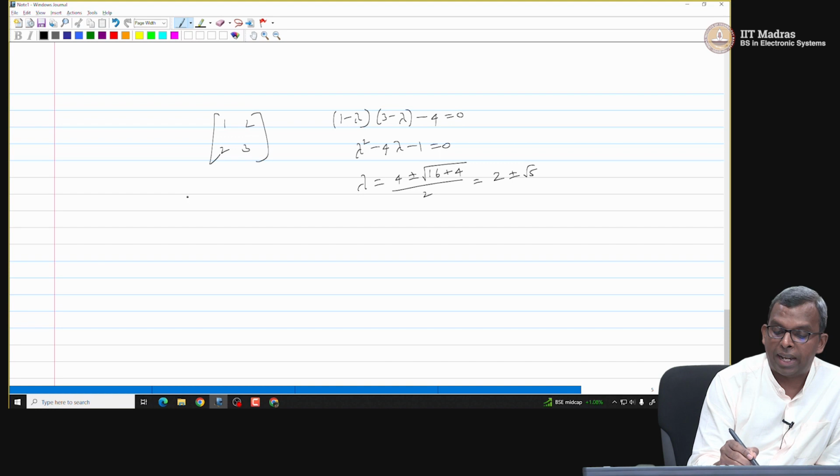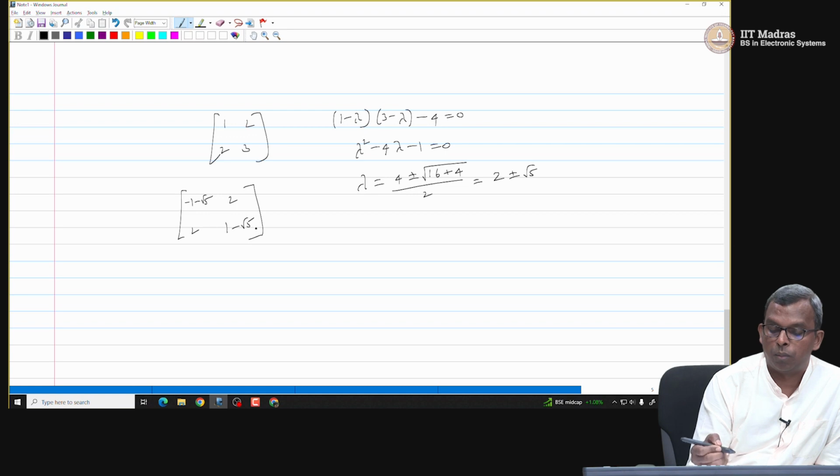Now, how do you find eigenvectors? You have to find eigenvectors. Let us say you take 2 plus root 5. The matrix is [[minus 1 minus root 5, 2], [2, 1 minus root 5]].